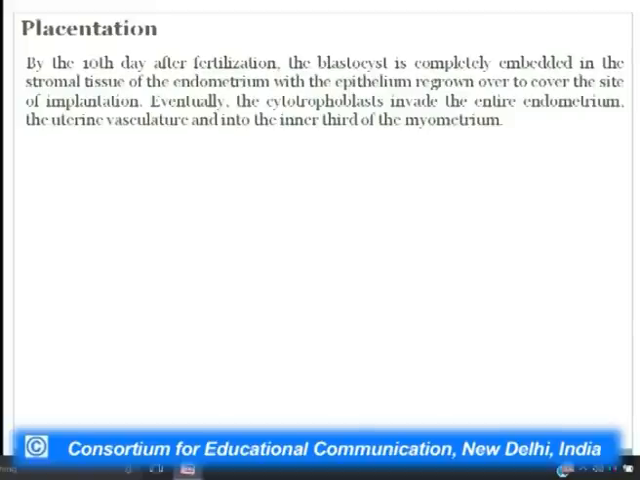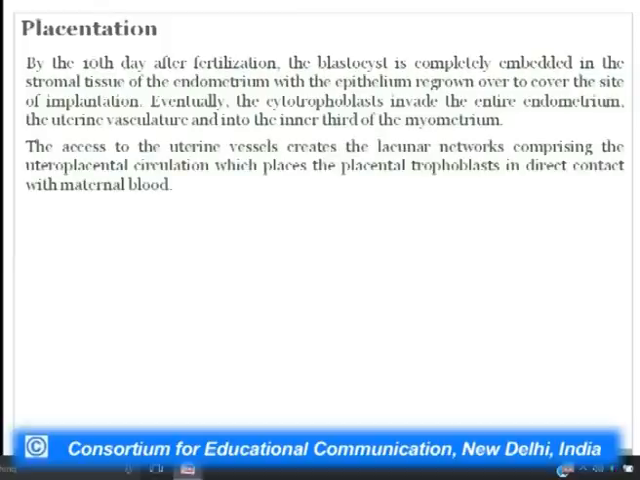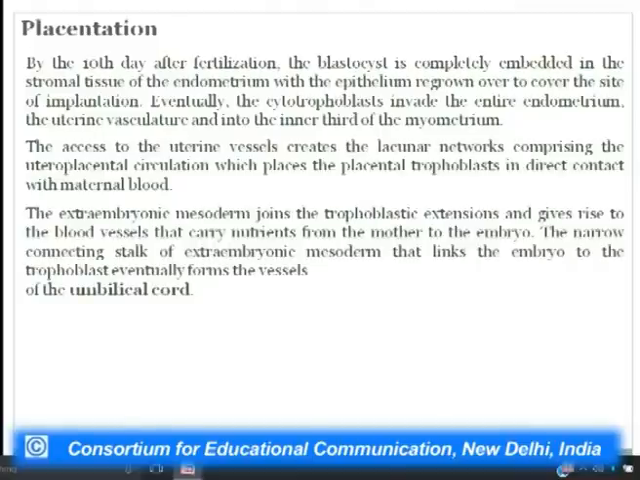Coming to the placentation, by the 10th day after fertilization, the blastocyst is completely embedded in the stromal tissue of the endometrium, with the epithelium regrowing over to cover the site of implantation. Eventually, the cytotrophoblast invades the entire endometrium, the uterine vasculature, and into the inner third of the myometrium. The access to the uterine vessels creates the lacunar networks comprising the uteroplacental circulation, which places the placental trophoblast in direct contact with the maternal blood.